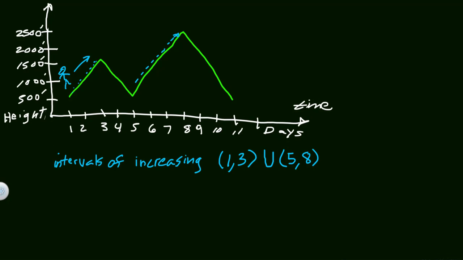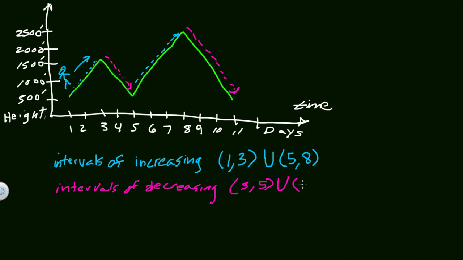So the intervals of decreasing would be on this section, going downhill as it goes left to right. So intervals of decreasing, first interval would be from 3 all the way to 5. So between days 3 and 5, I'm going downhill. And also on this section, I would be going downhill as I go left to right. So that would be from 8 to 11.